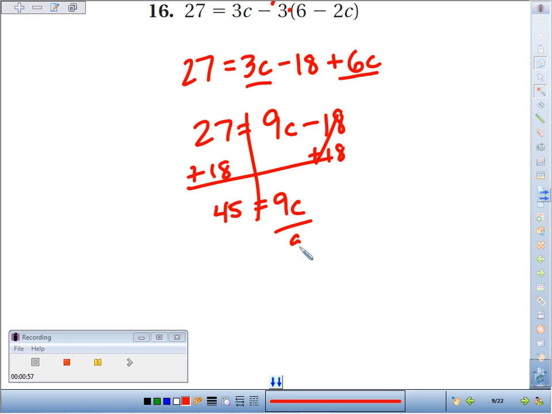And we'll divide by 9 on both sides to get rid of the times 9. And we get C equals 5.